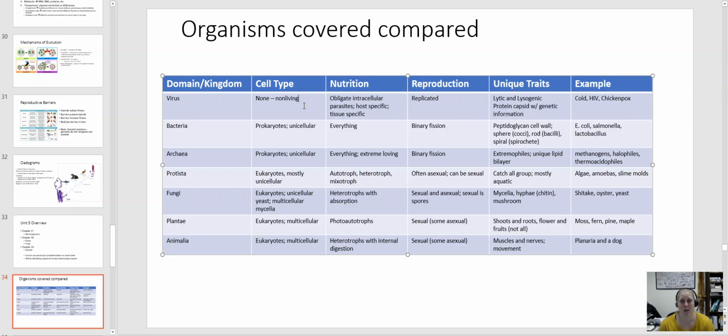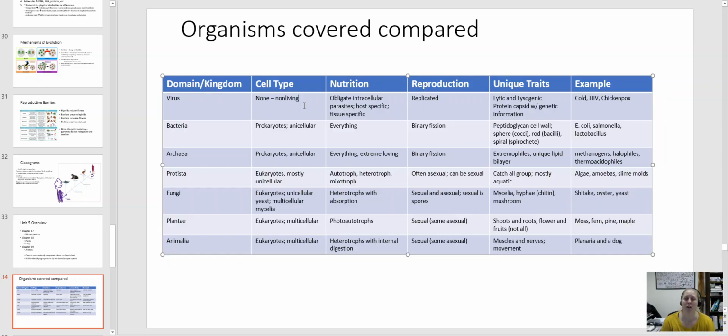Bacteria are prokaryotes. They are unicellular with a unique peptidoglycan cell wall. They have unique shapes: the sphere, the rod, and the spiral. And that is something that we see there. They're everywhere. They eat everything. They do binary fission as a reproduction. They do a form of mitosis.